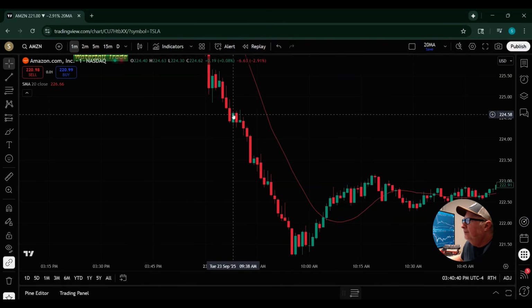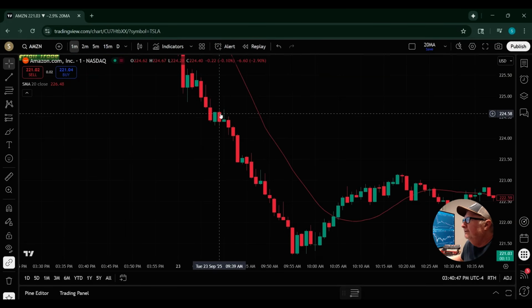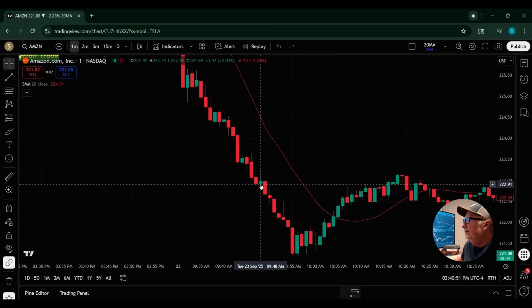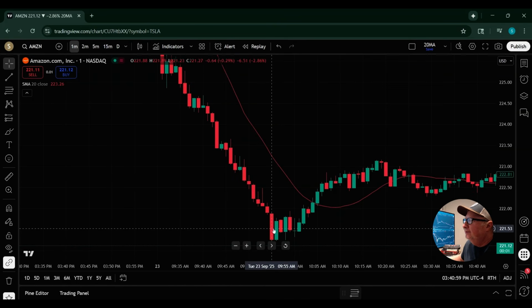This green doesn't close above this red. This green doesn't close above this red. And I want to be fully above. Again, this is the 1-minute chart. This green doesn't close above this red. This green closes above this red.